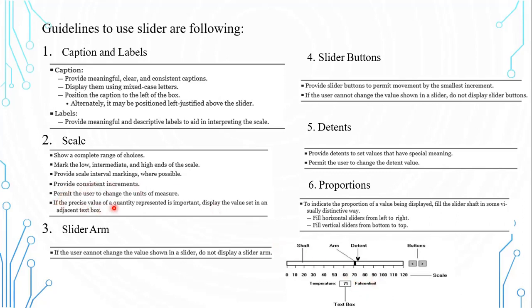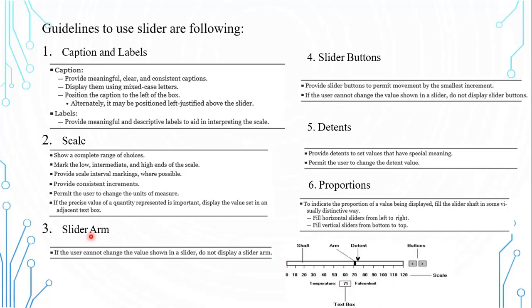If the precise value of quantity represented is important, display the value set in an adjacent text box. Okay, so you have to provide a text box. Suppose the user wants to provide the precise value, the exact value, you can say here.